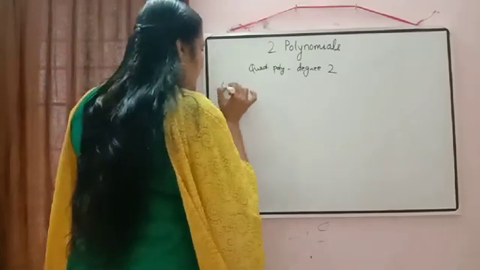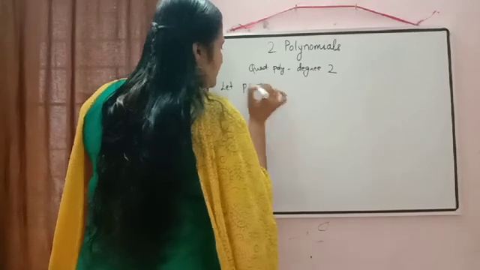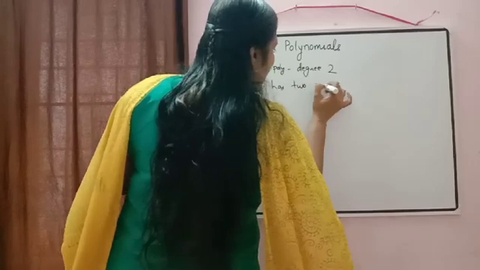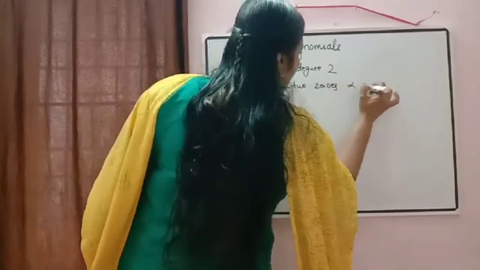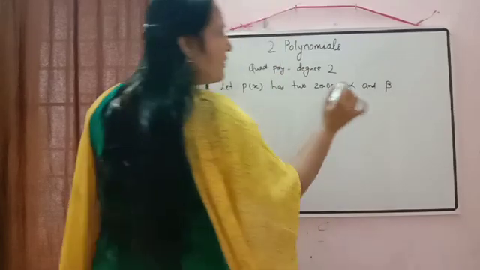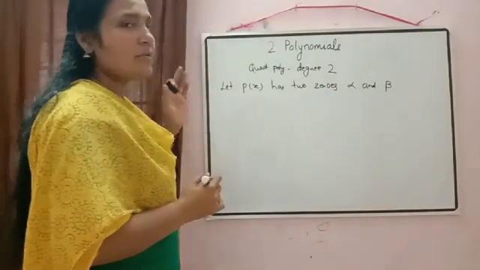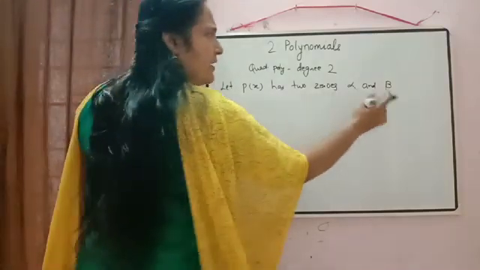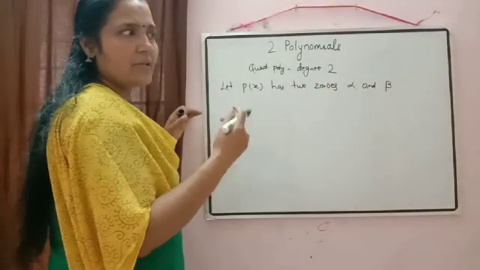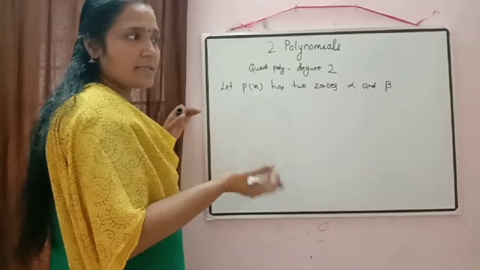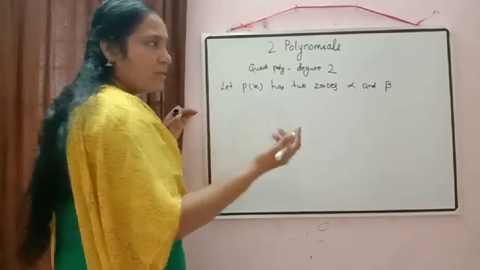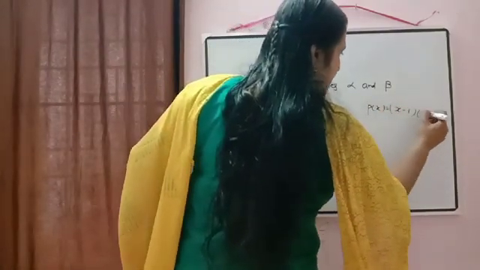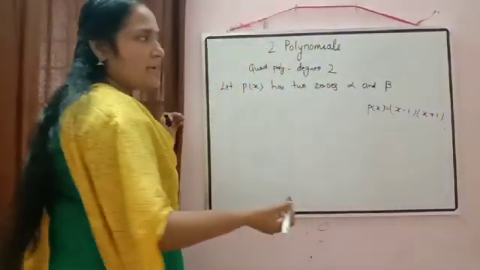So we will write down, let the quadratic polynomial p of x have two zeros, alpha and beta. So we have taken alpha and beta as the two zeros of the quadratic polynomial p of x. If alpha and beta are the zeros, then can you tell me what the factors will be? Yes, when we did the factorization, suppose we got p of x is equal to x minus 1 into x plus 1, then how did we write?